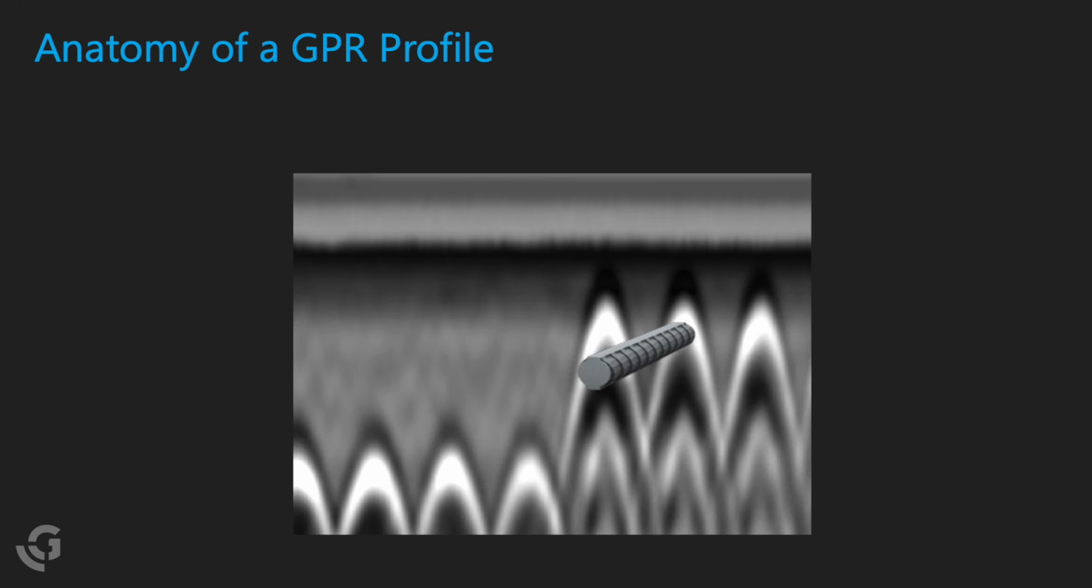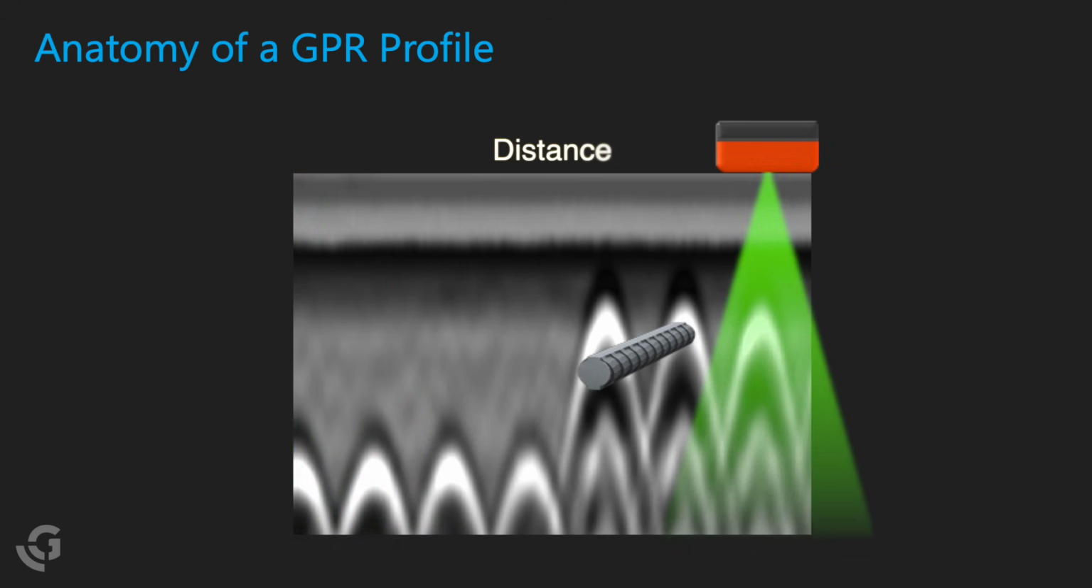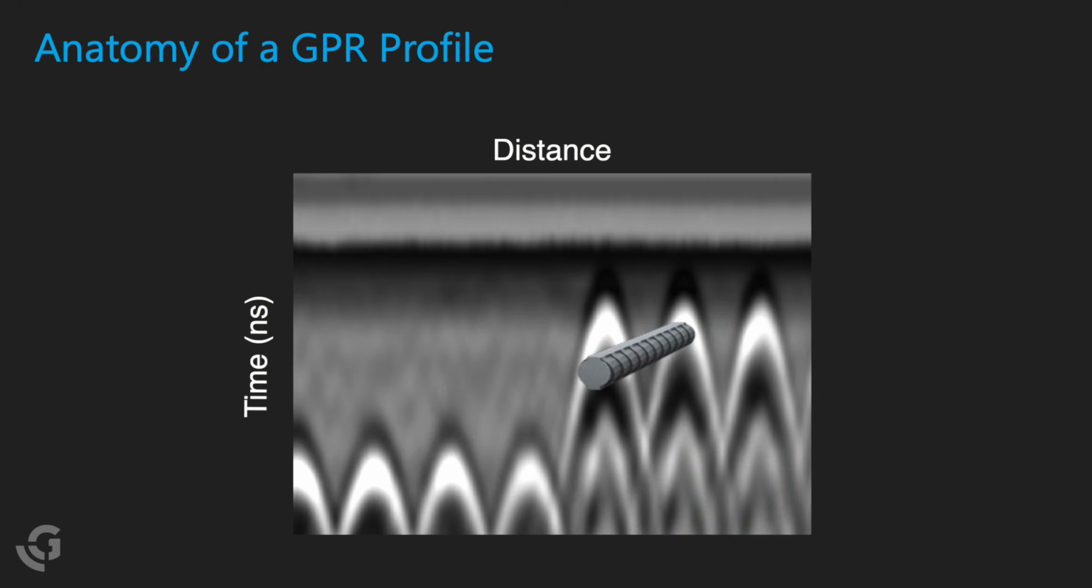First, try to imagine a piece of rebar sticking straight out of your screen at 90 degrees in a cross-section. What you see horizontally is distance, tracked by the survey wheel. What you're seeing vertically is the two-way travel time, measured in nanoseconds. The system initially only understands two things, distance and time. But we want to know depth.